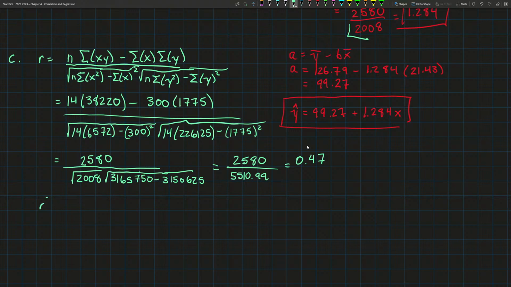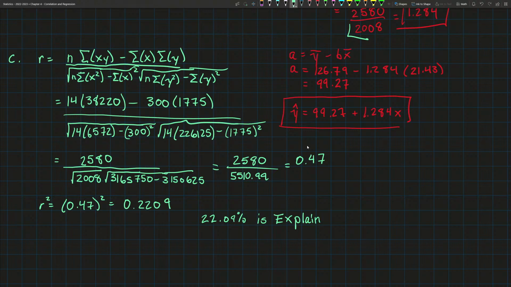And then R squared would tell us a little bit more. So we take R, that 0.47, we square it, and we get 0.2209. What this says is that 22.09% of all the variation of that scatter diagram up above is explained variation. It has to do specifically with changing the x values.